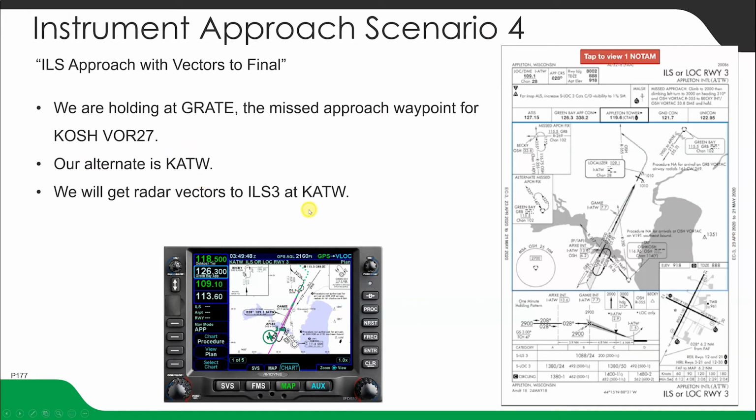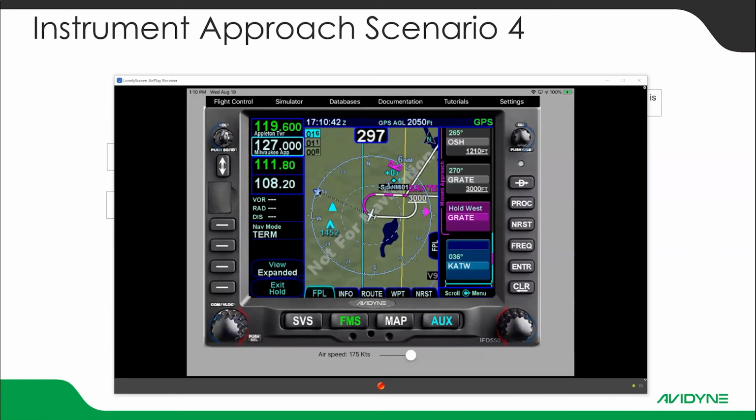So they're going to give us radar vectors to ILS 3 into Appleton. And here's the ILS 3 approach plate. So now we're going to set that up so we can fly the ILS 3. Okay, here we are. We're holding at GREAT. And now we want to fly the ILS 3 to Appleton, vectors.